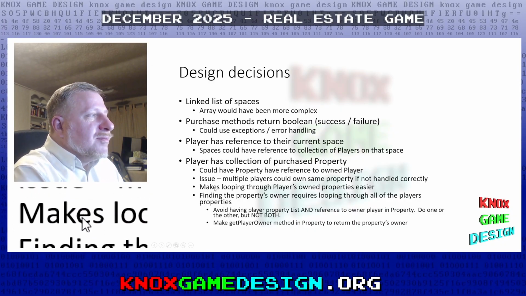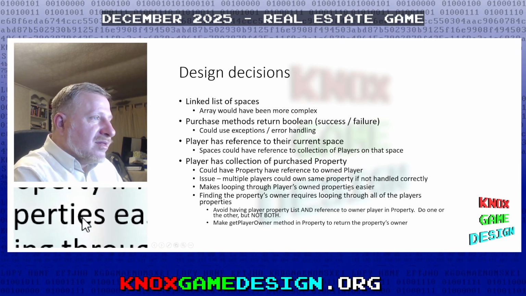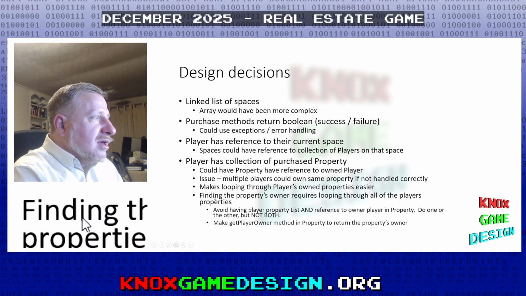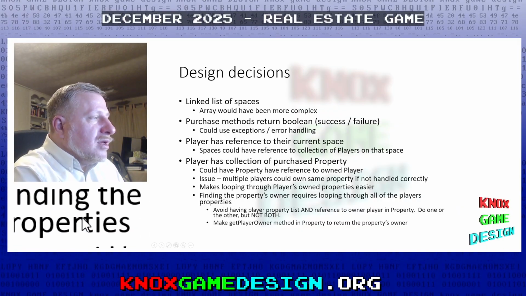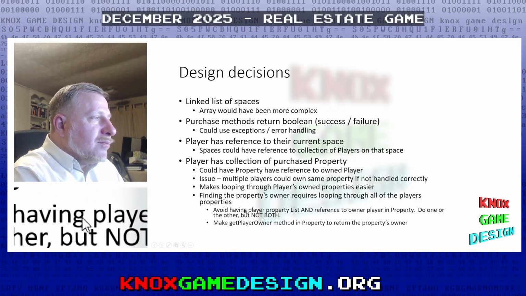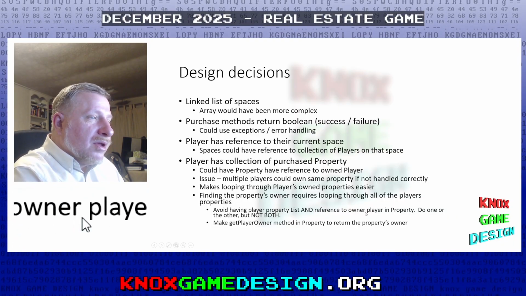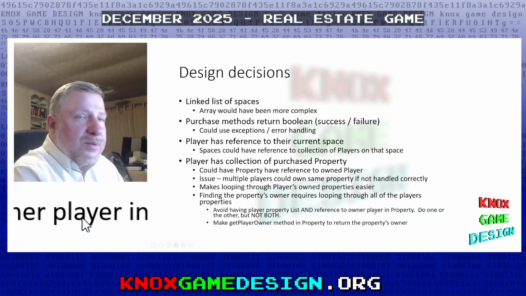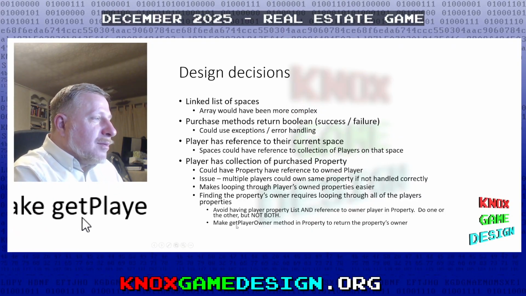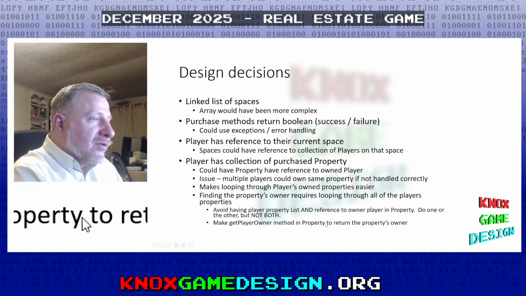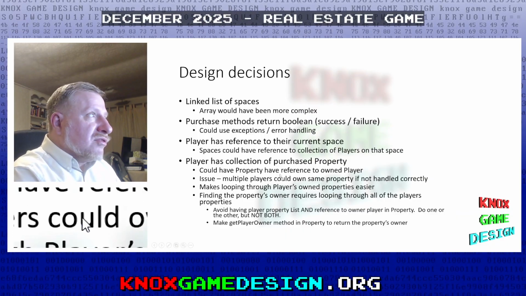The one thing is this makes looping through the player's owned properties a lot simpler. I found that to be the case. Finding the property's owner required looping through all the players' properties. Avoid having both a property list and a reference to the owner player in a property. Do one or the other. Don't do both. And make a get player owner method in property to return the property's owner. That makes things a lot easier with those helper functions.